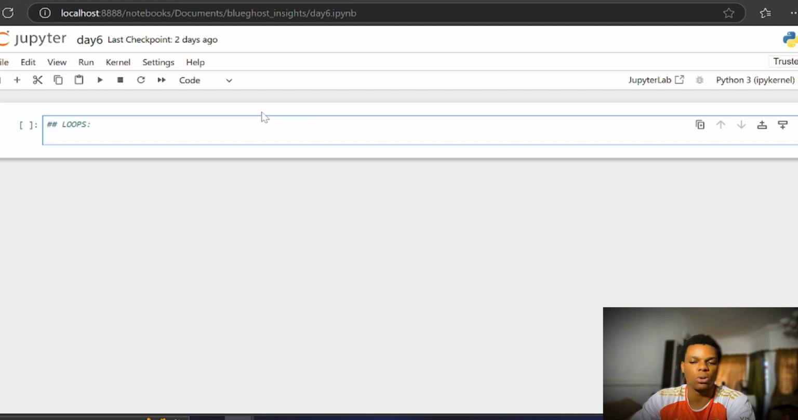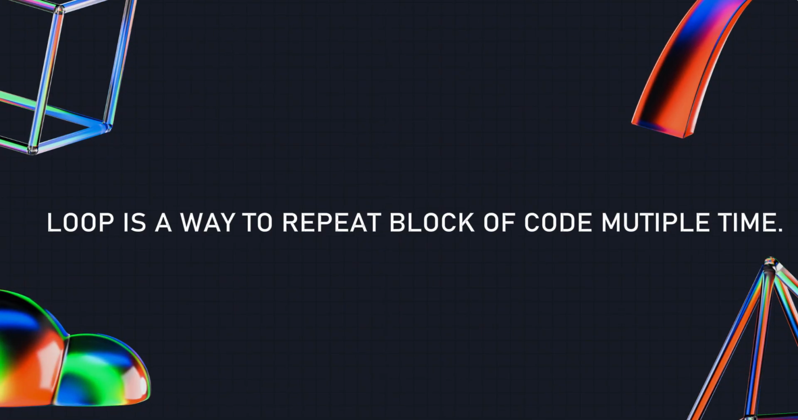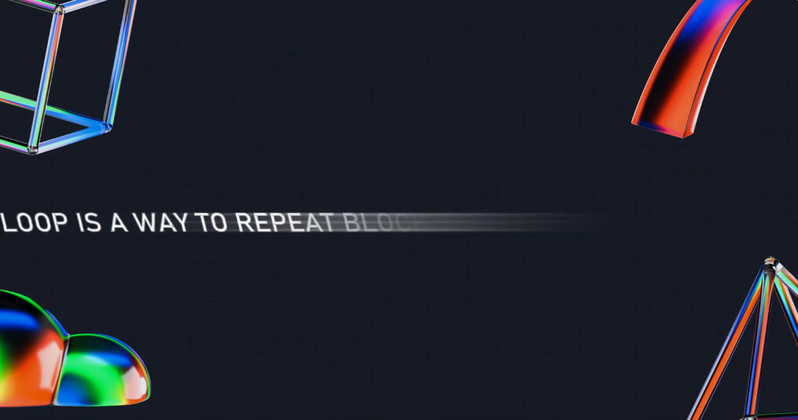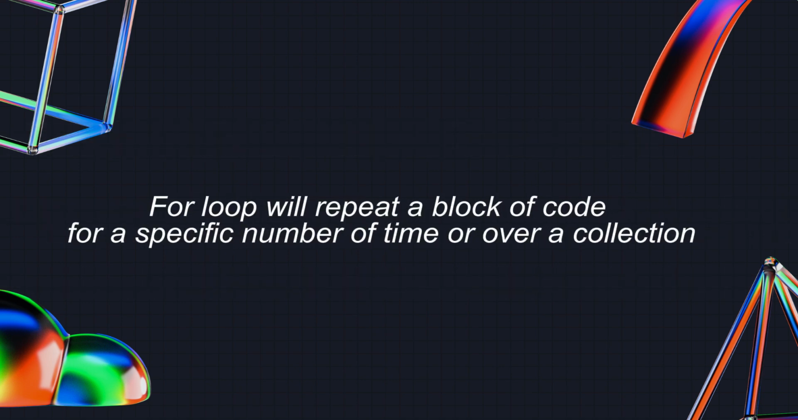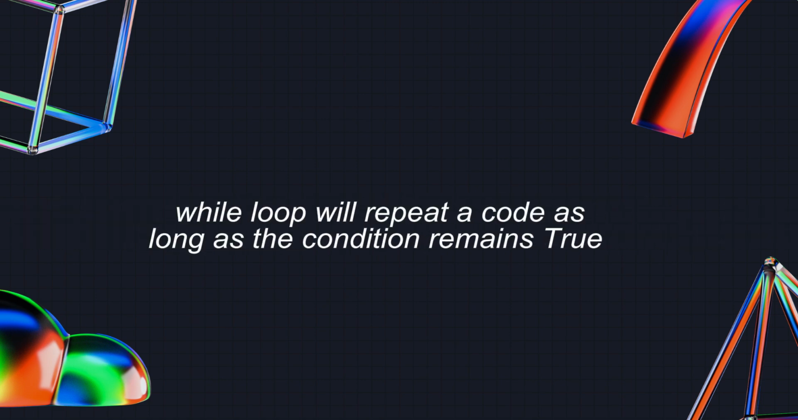I'm going to define what loops are in a straight definition. A loop is a way to repeat a block of code multiple times, and we have two types of loops. The first one is the for loop and the second one is the while loop. The for loop will repeat a block of code for a specific number of times or over a collection. The while loop will repeat code as long as the condition is true. So the first one will repeat a block of code, which means there must be a block of code already existing before it is able to repeat it, while the while loop will repeat a block of code if a particular condition is true. It's as simple as that.